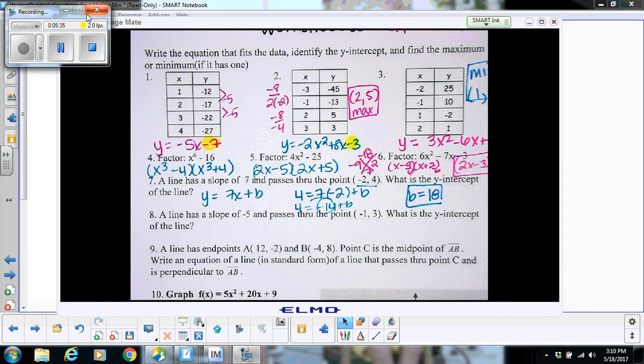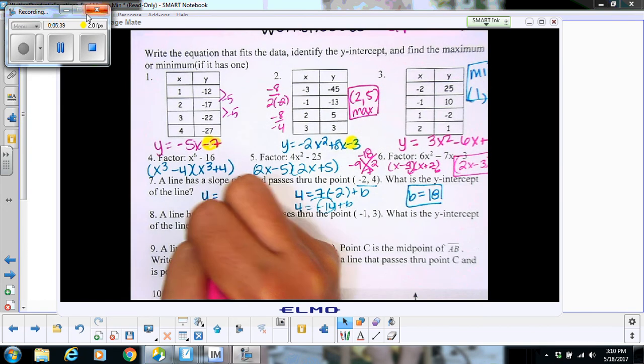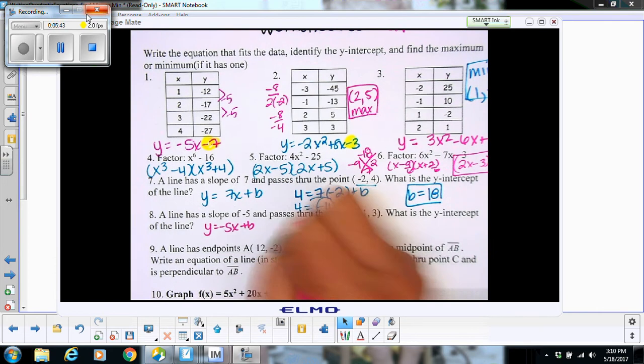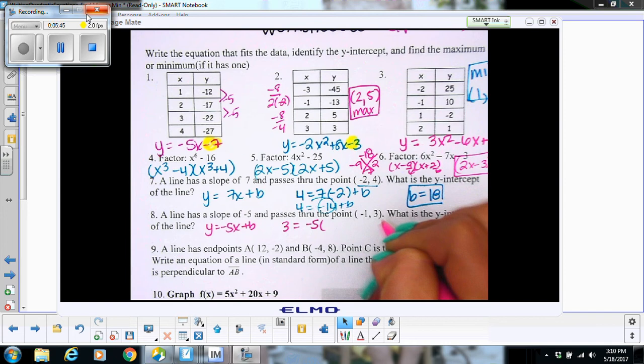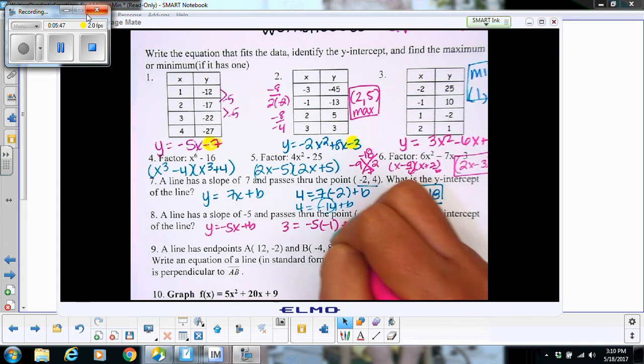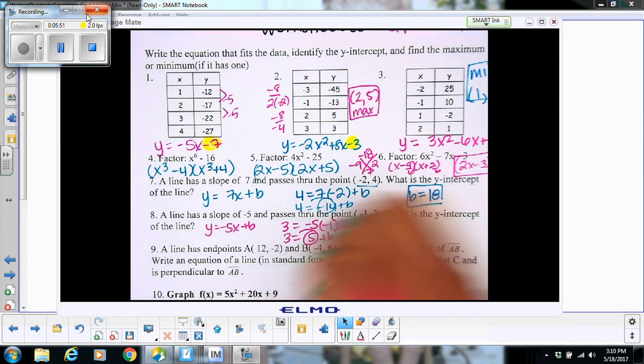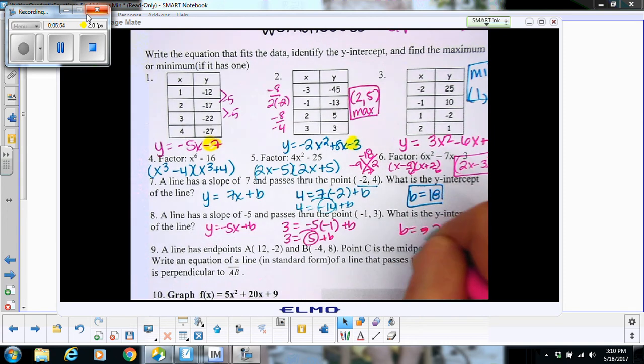Slope of -5, so y equals -5x plus b. We know that y is 3, x is -1. So that's going to give me 3 equals 5 plus b. So once you move it over, your b here is -2.